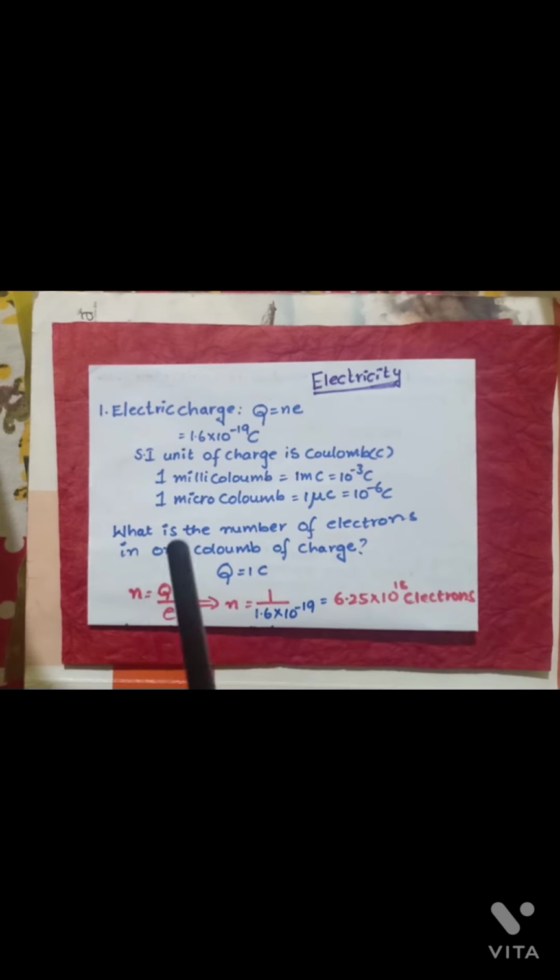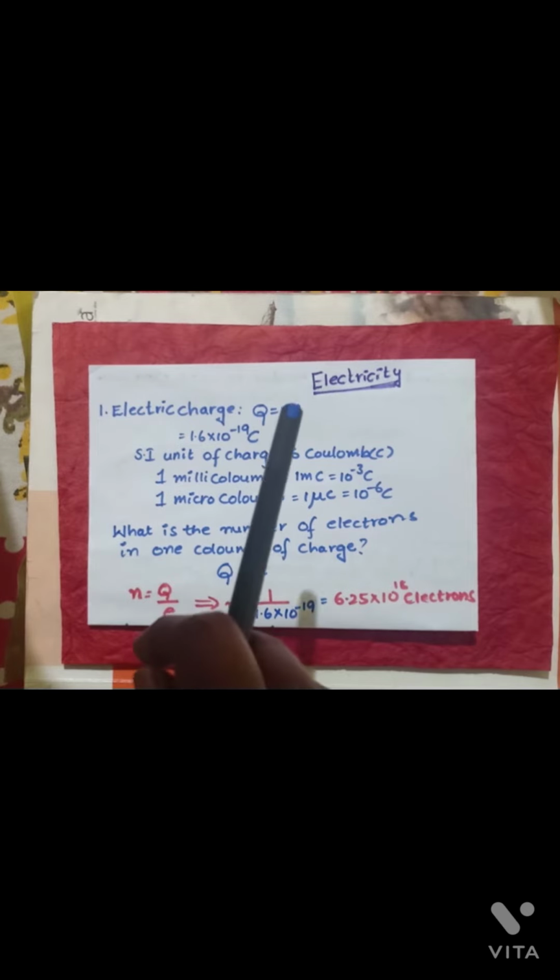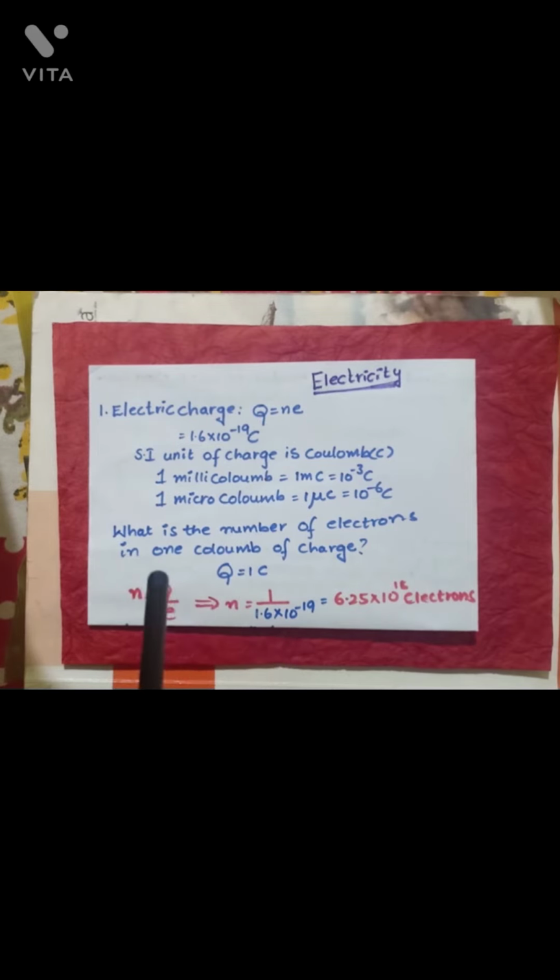Suppose you want to find out the number of electrons in 1 coulomb of charge, then we can just convert this formula this way: n = Q/e, just by sending e to the other side. As we know the value of the electron charge, 1.6 x 10^-19 coulombs, we get 6.25 x 10^18 electrons. It's very interesting, right? So 1 coulomb of net charge contains 6.25 x 10^18 electrons. See how beautifully the method is given to us.